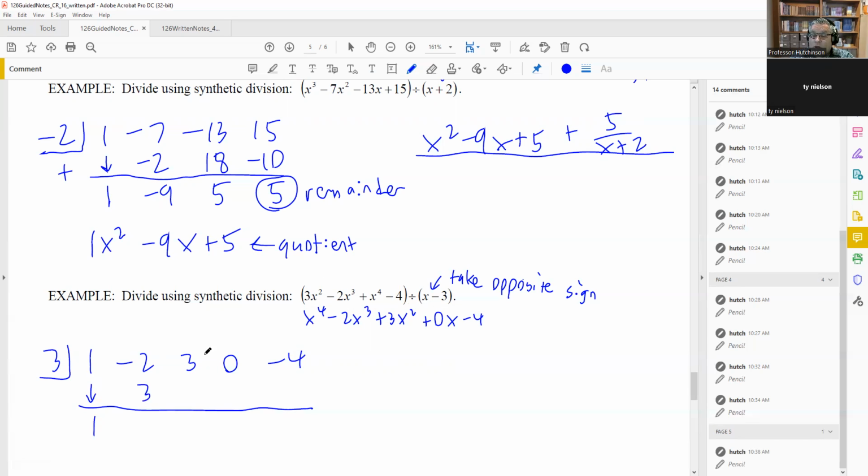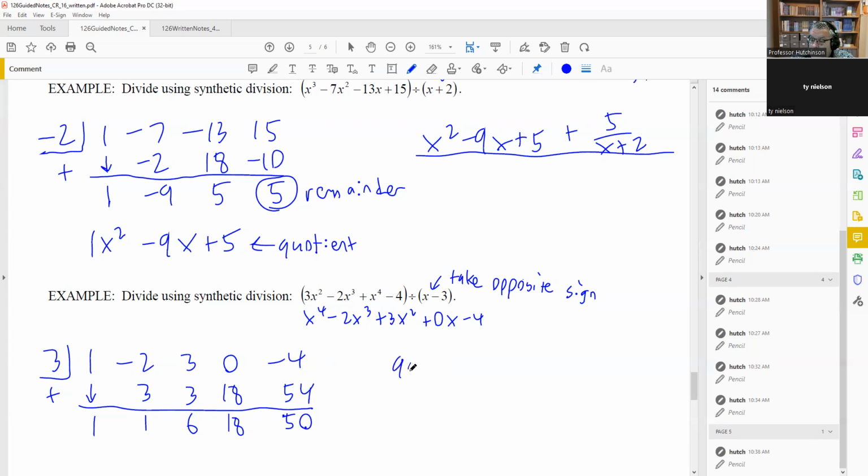1 times 3 is 3. 3, we're adding that together. 3 plus -2 is a 1. 3 times 1 is 3. Now I get a 6. 6 times 3, 18. Add that together, we get 18 here. Okay, so kind of just keep on going again with that. And then the last column, no matter what, is always going to be your remainder. So this is going to be the 54, and so we get a remainder of 50 here. Okay, it's remainder of 50.